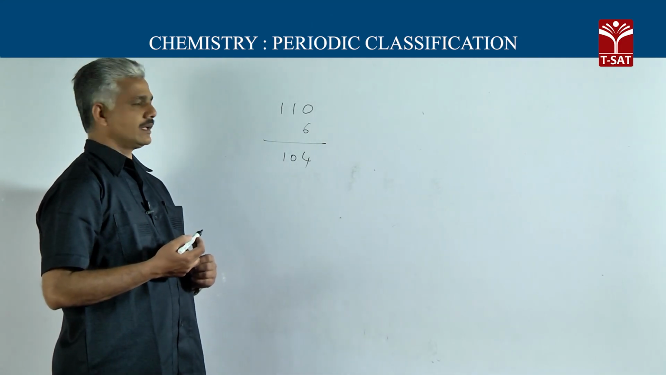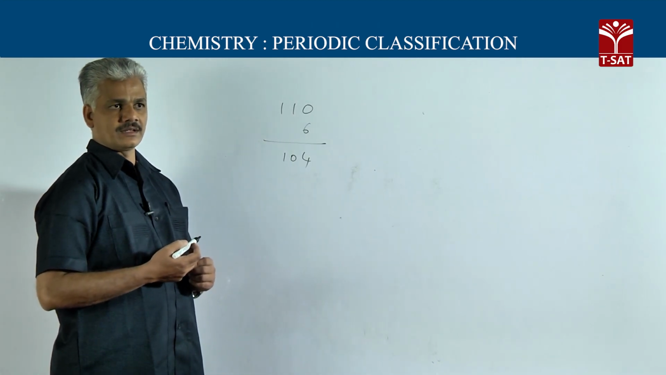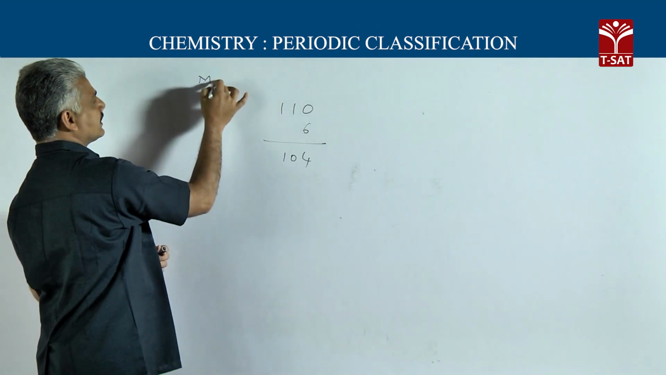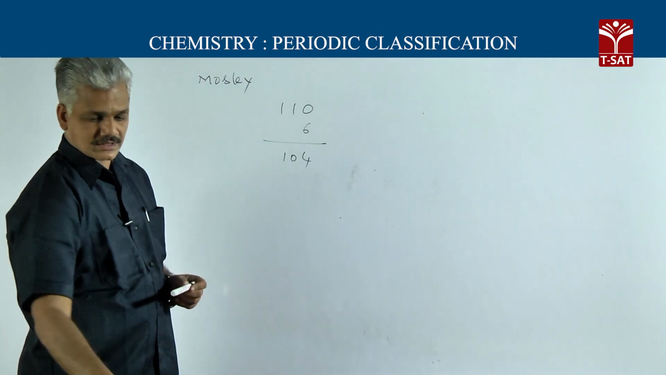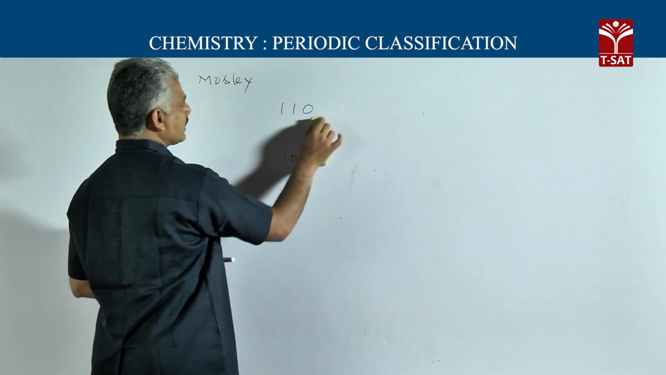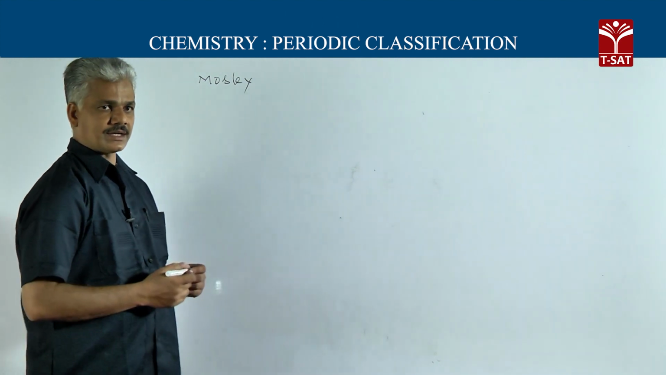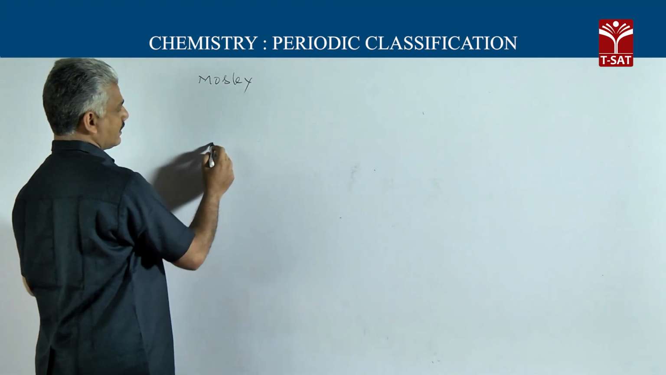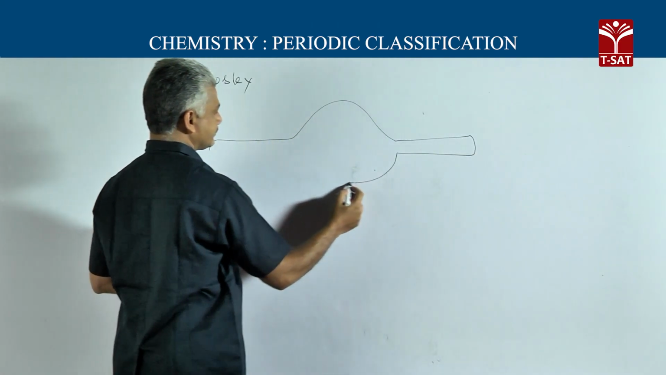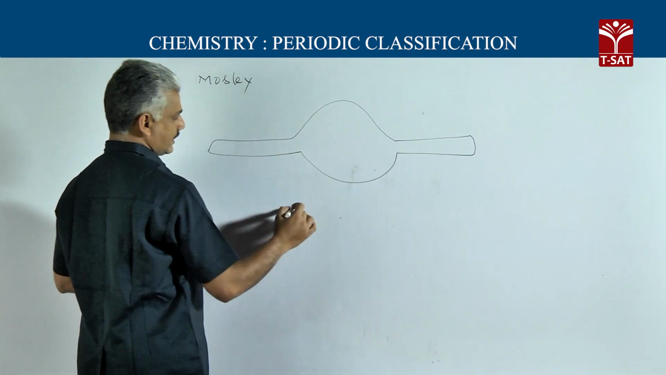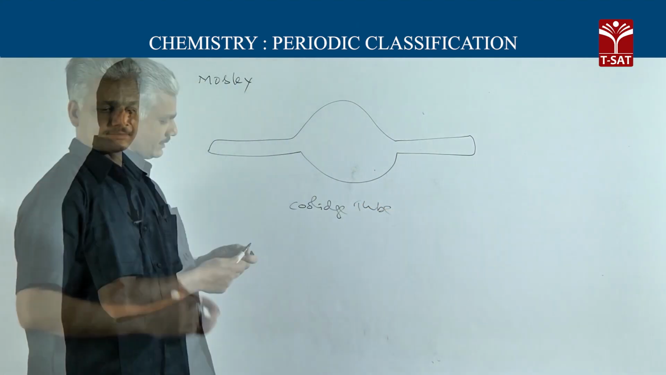That is why the elements have been classified in a systematic manner, successfully by a scientist called Moseley. Moseley's experiments are based on X-ray preparation experiments. X-rays are generated by using a discharge tube called as Coolidge tube.